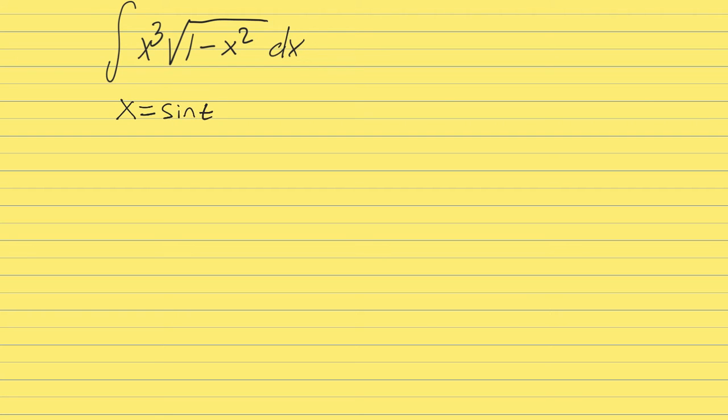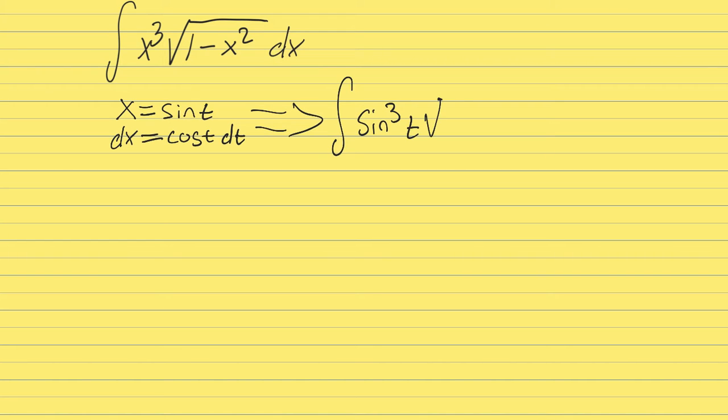I'm going to give sine the variable t, and the derivative of sine to account for our dx in that integral is going to be cosine t dt. This transformation will change our integral into sine cubed t times the square root of 1 minus sine squared t times cosine t dt, because we have to account for that dx that we just substituted.